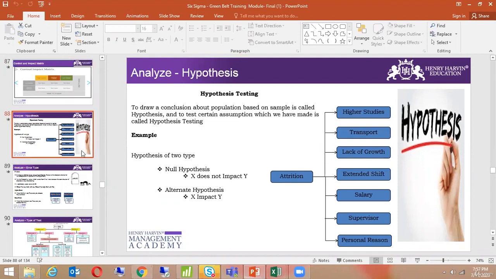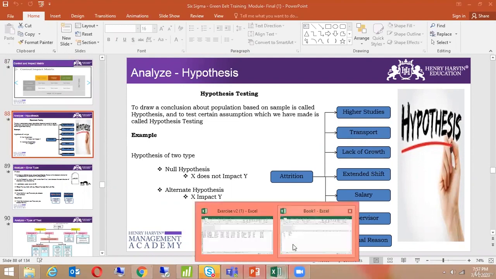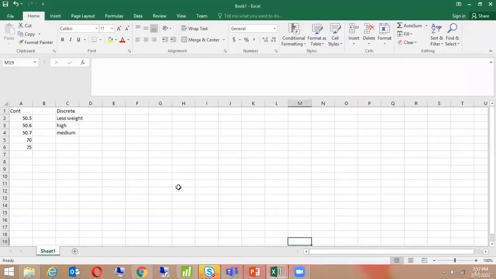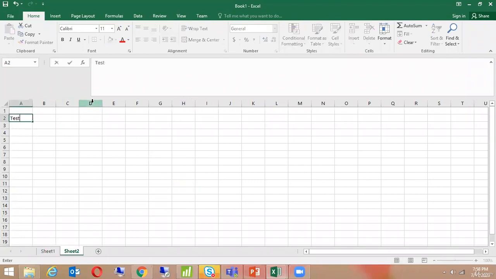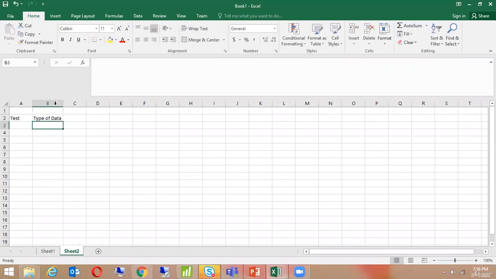Now I will talk about the different types of tests that we have, depending upon the data that I have. Although it is there on the slide, I just want to write it here so that you can pay attention to what I'm writing and it makes clear sense. This is the test name, this is the type of data, then we have some prerequisites.